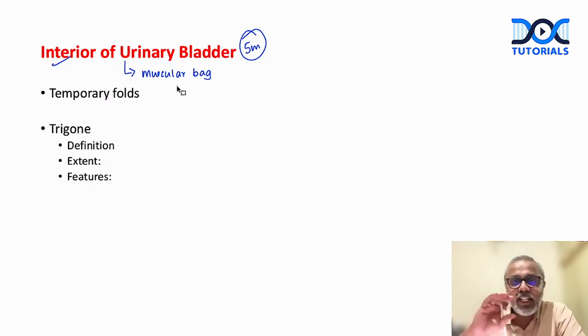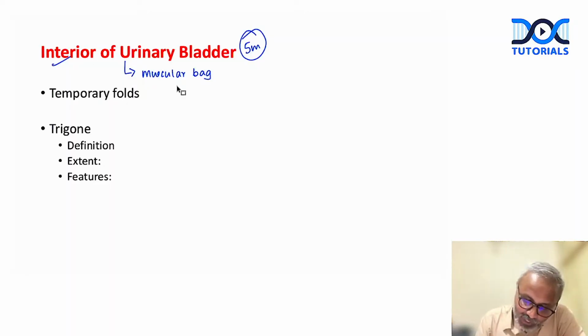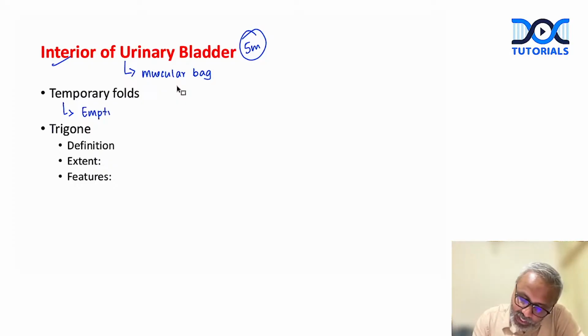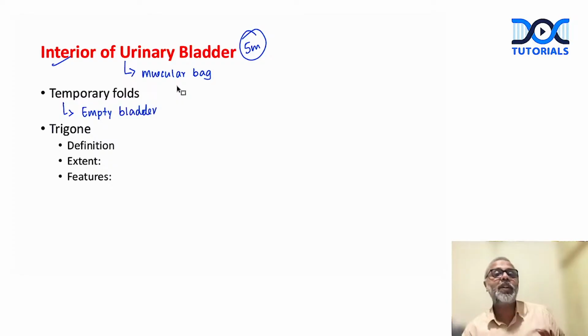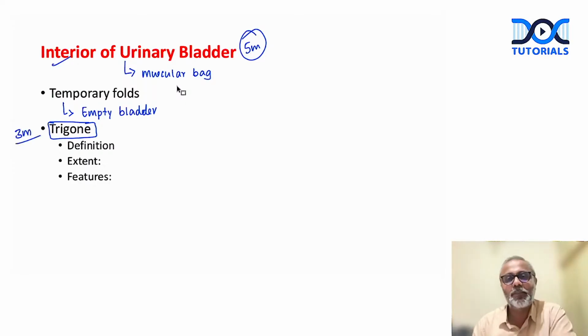Then, interior of the urinary bladder shows following features. Then we can start describing temporary folds. These temporary folds are very prominent in empty bladder, right? Again, they tend to disappear in a distended bladder, right? Apart from these temporary mucosal folds, the most peculiar feature of the urinary bladder is the trigone of the urinary bladder, which itself could be an important 3-marker question, right?